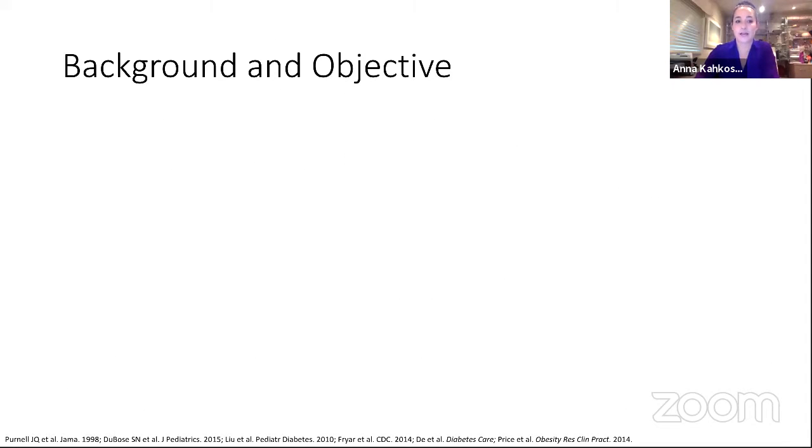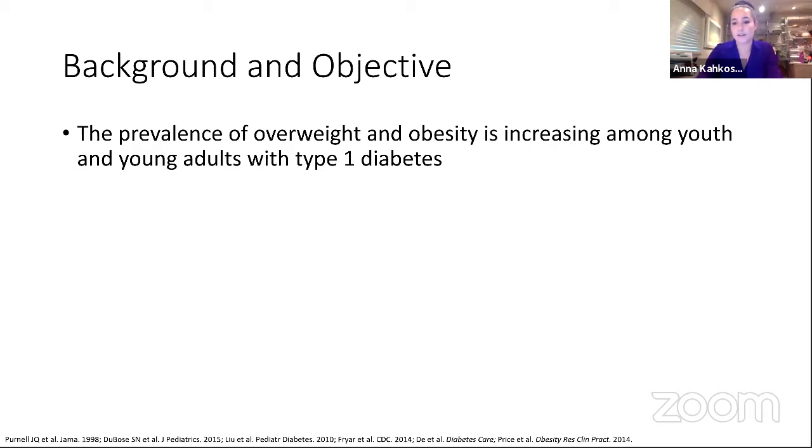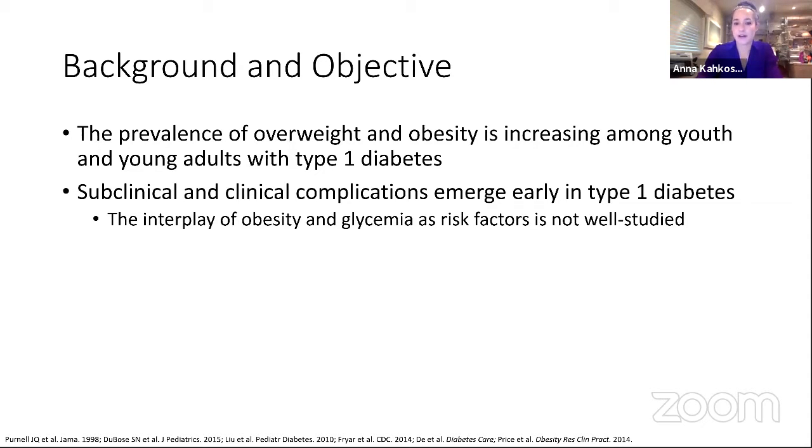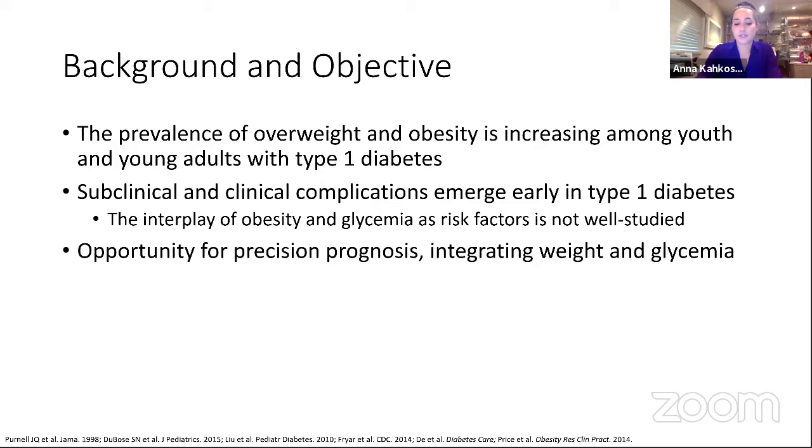So the background here is that the prevalence of overweight and obesity is increasing among youth and young adults with type 1 diabetes. And we also know that subclinical and clinical complications emerge early in the natural history of type 1. A gap that we identified is that the interplay of obesity and glycemia as risk factors for those complications was not really well studied, particularly in pediatric populations. In the precision diabetes medicine framework that's been outlined, this is an interesting precision prognosis question: can we more precisely predict these disease-related outcomes using information that we know about people, like their weight and glycemia?